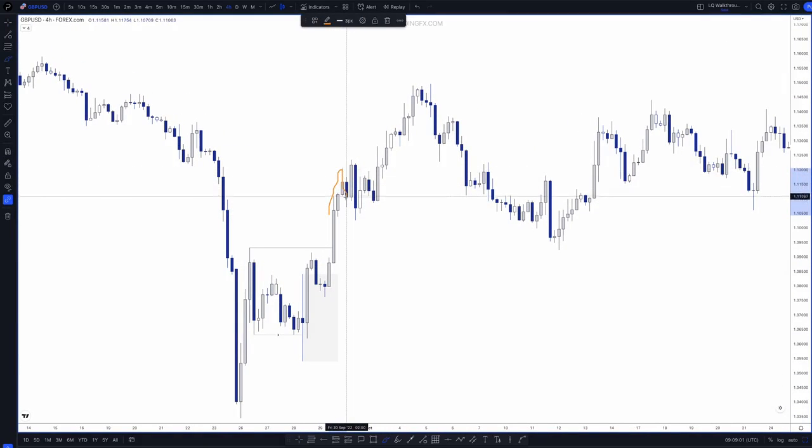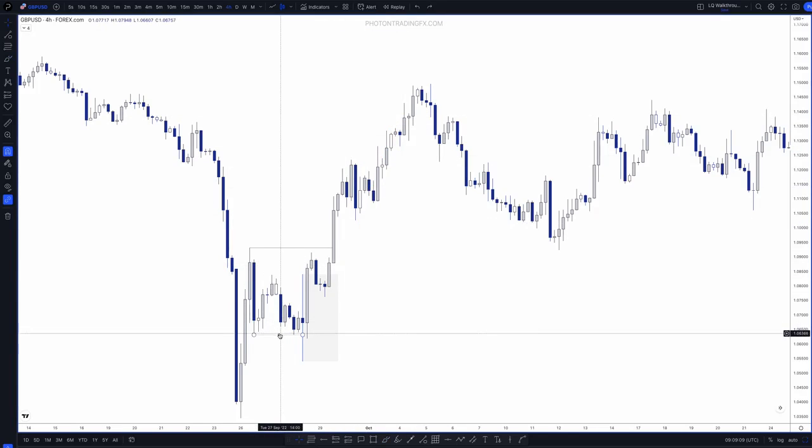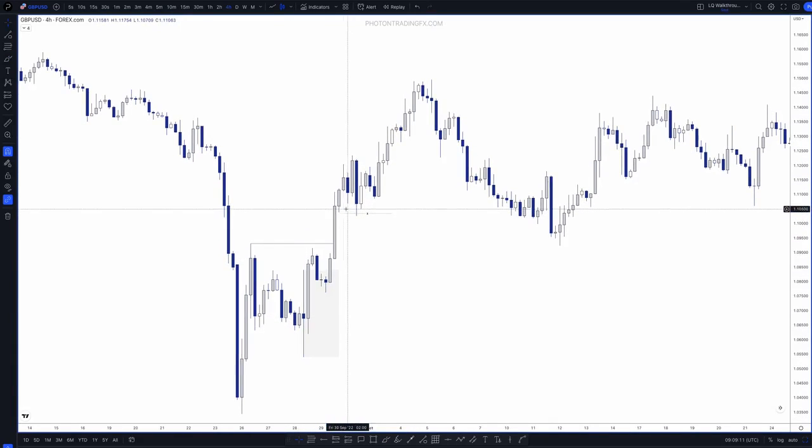Price comes in, it pulls back, it breaks the high, right? So we know there'll be liquidity below that low. And what does price do? It comes down, grabs the liquidity, and fuels the next move to the upside. So you have another sweep zone there. Okay.